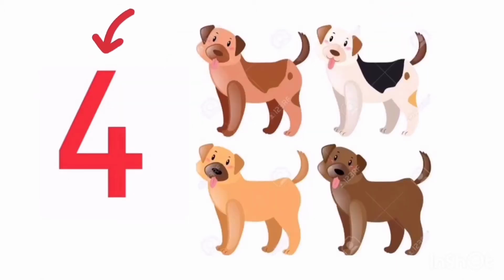This is number 4. Number 4. How many dogs are there? Let's count. 1, 2, 3, 4. There are 4 dogs.